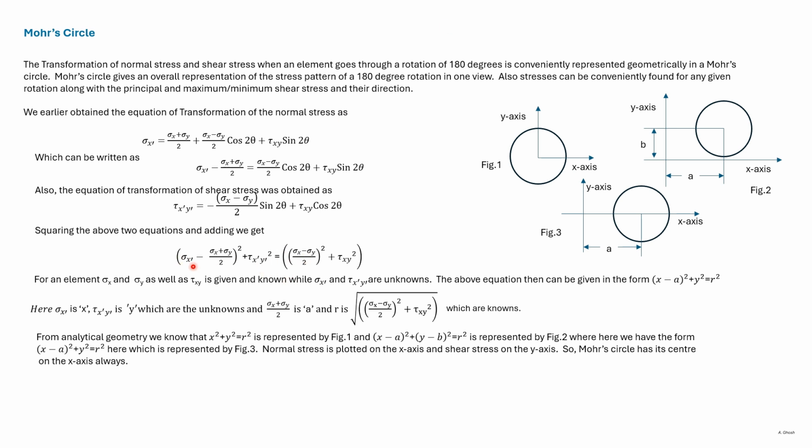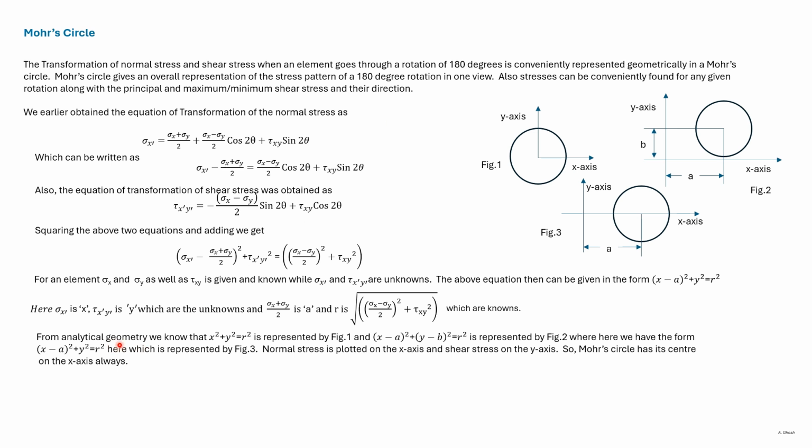In this equation, sigma x dash and tau x dash y dash are unknowns. Sigma x, sigma y, and tau xy are the stresses in the element which hasn't been rotated. So this expression can be written in this form, where x is sigma x dash, y is tau x dash y dash, a is sigma x plus sigma y divided by 2, and this expression is r squared.